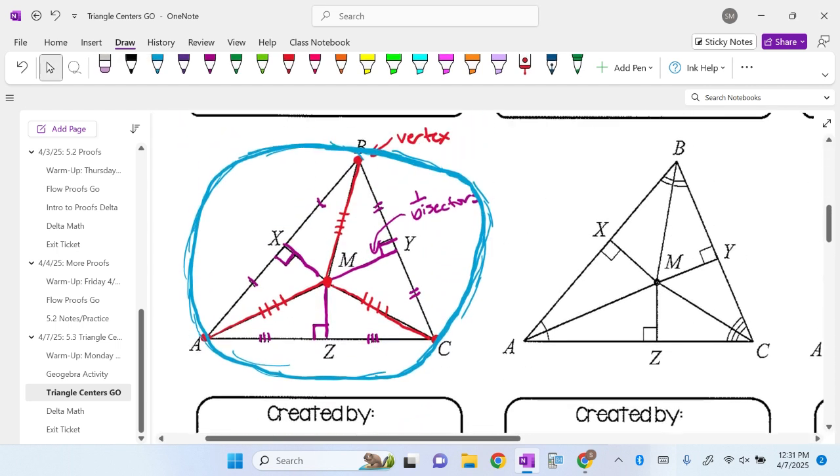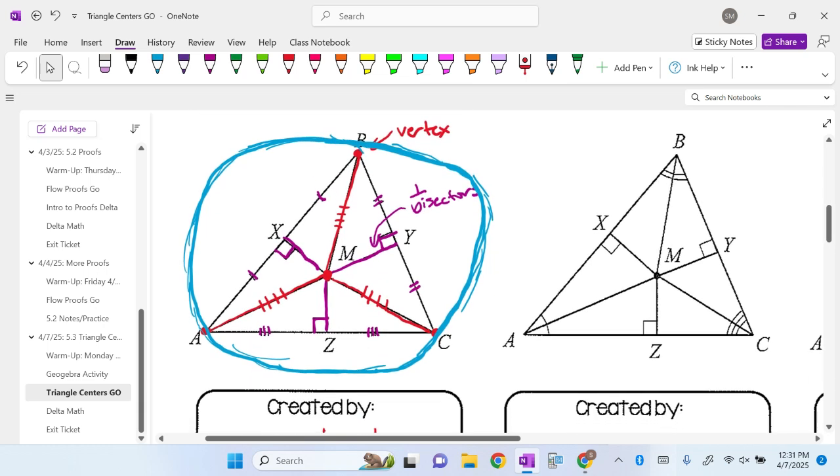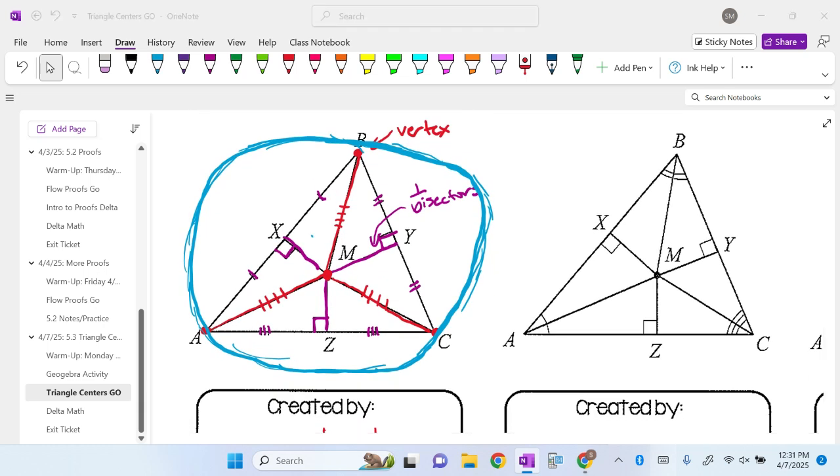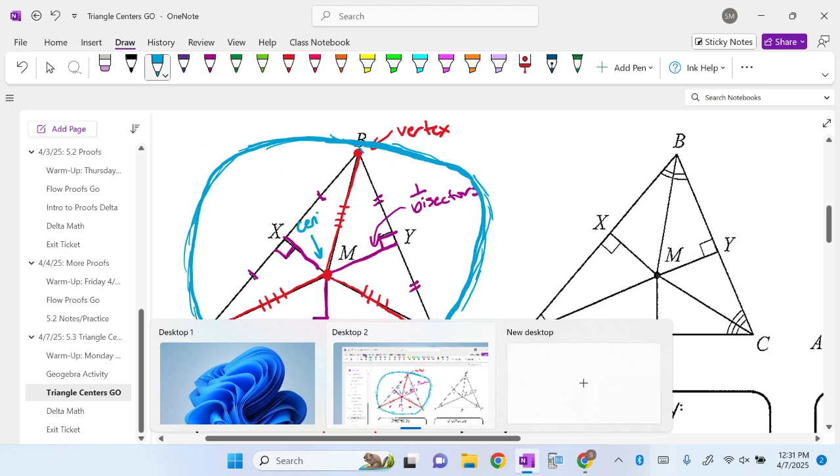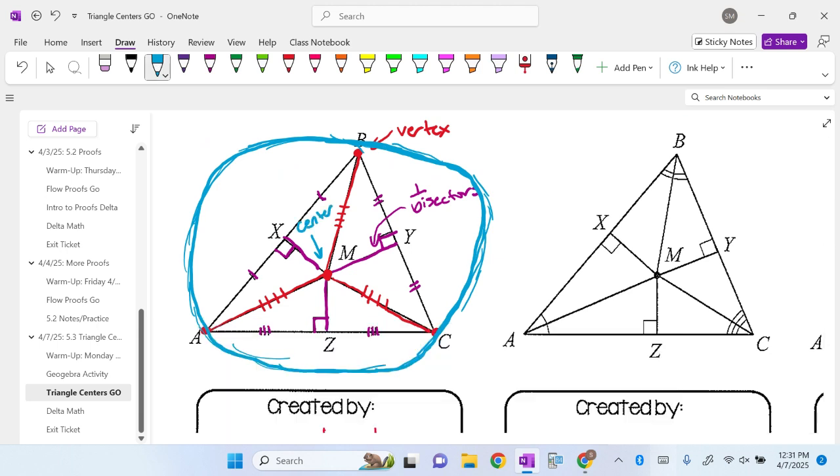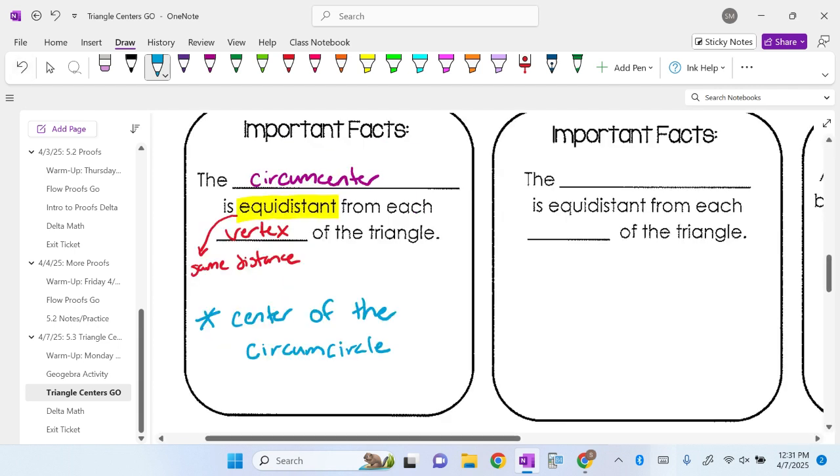Now, what would those red lines up top be if this is always the center of the circle? So if this is always the center of this circle, what would those red lines be? What property of a circle would those red lines be? They would be its what?